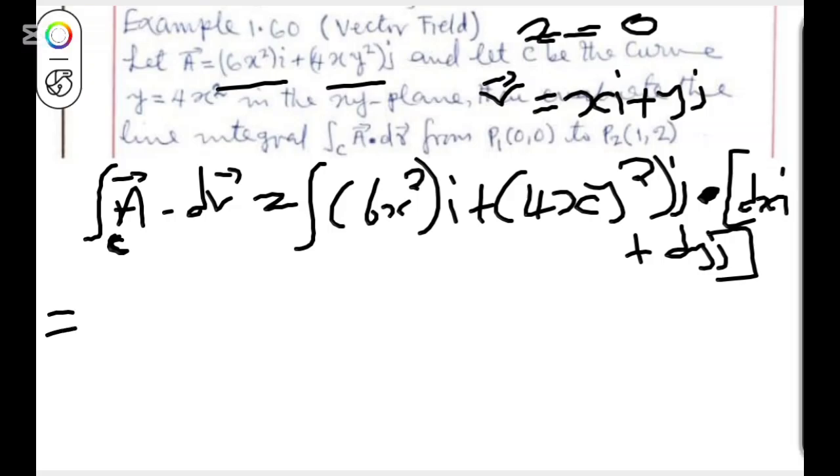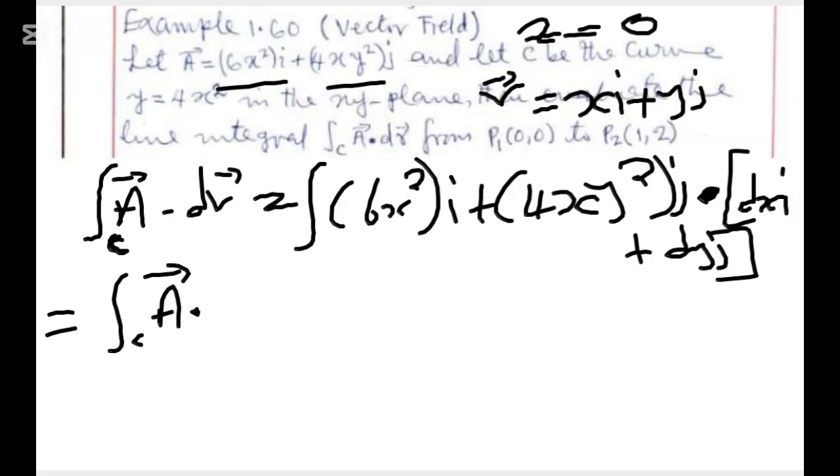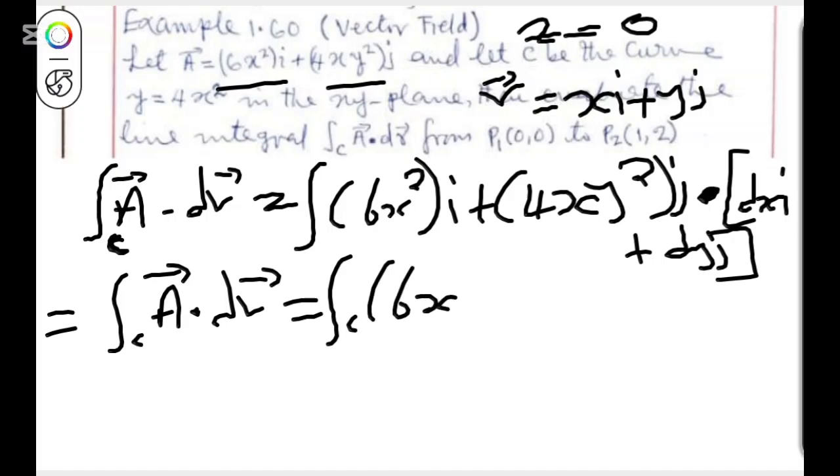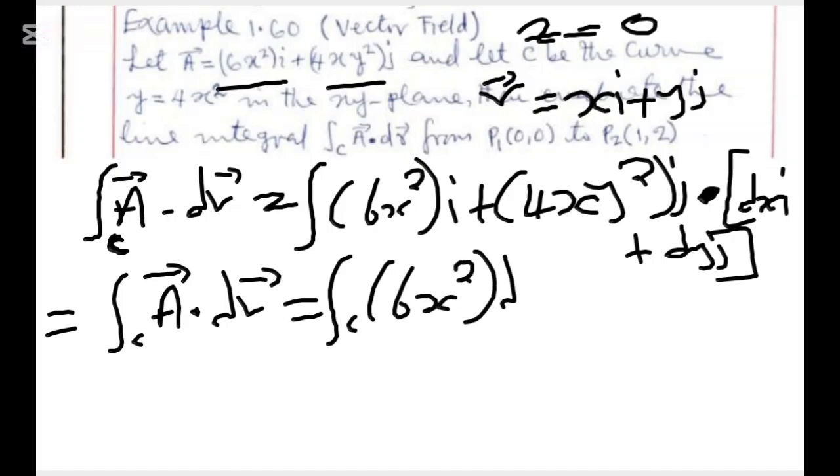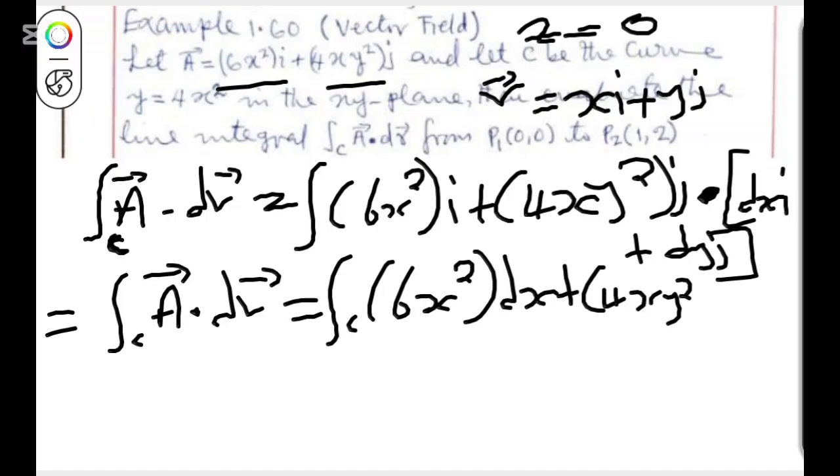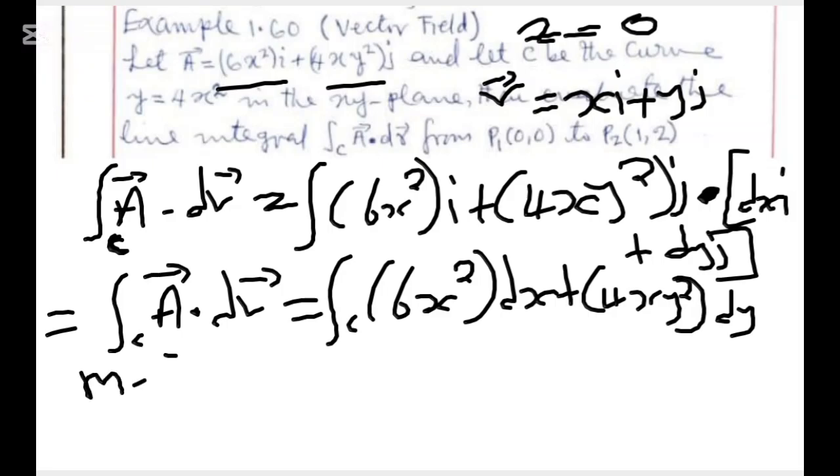So this is the same thing as saying the integral of the vector a dot dr will now be equal to the integral of 6x squared dx plus 4xy squared dy, after dotting this.